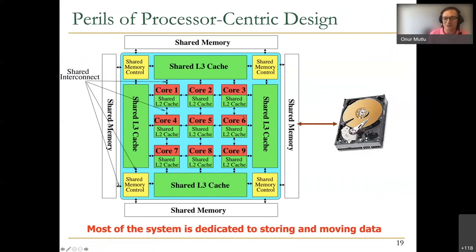This is my cartoonish picture, of course, but if you look at any die photo today, most of the system is really dedicated to elements that move and store data: caches, interconnects, other caches, other interconnects, memory controllers, other caches, other interconnects, shared memory, interconnects, storage. So more than 90%, 95% of the entire system of a single node is designed to move and store data and not compute. So we call these computing devices, but they're really not computing most of the time. Most of the resources are dedicated to moving and storing data. So we'll come back to this. We'll try to fix this problem. This is there because we have a processor-centric design paradigm in our systems today.